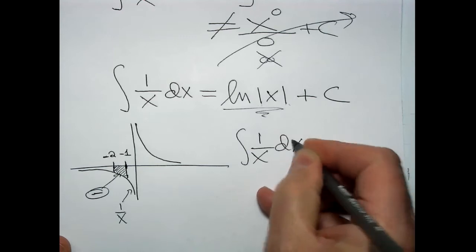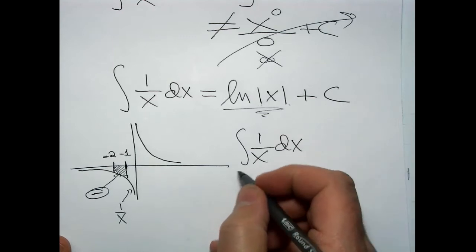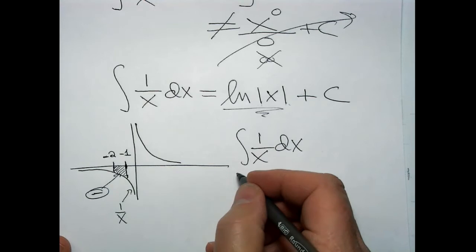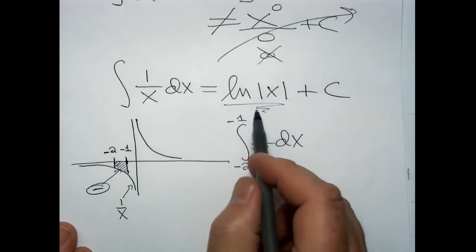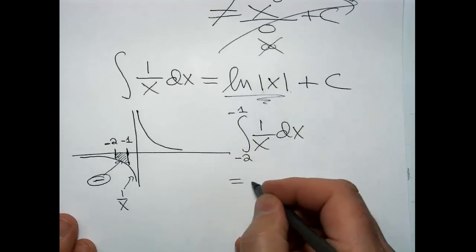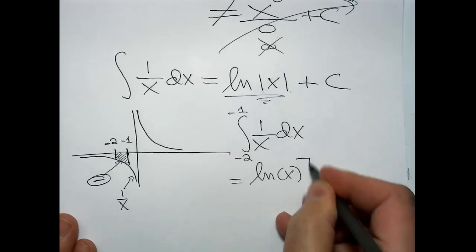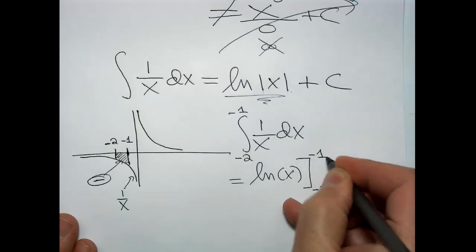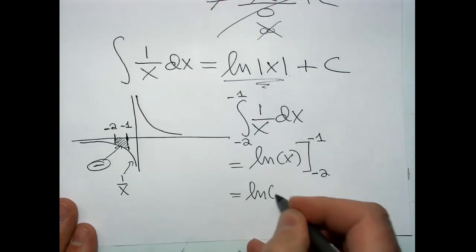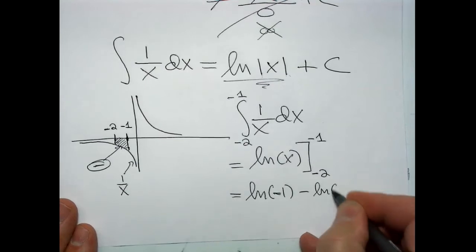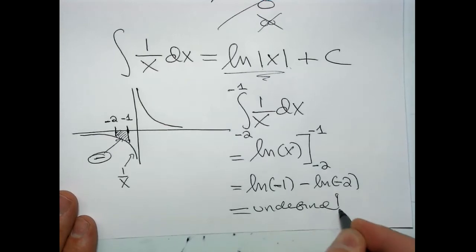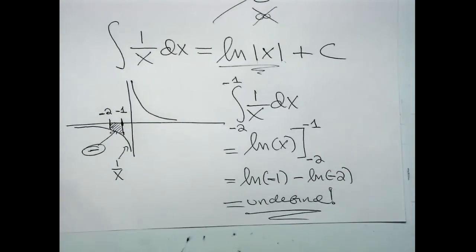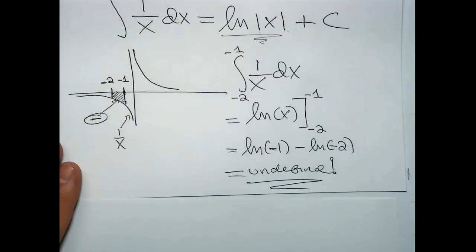Well, the integral of 1 over x is the area, and we integrate from left to right. So we're going to start at negative 2 and stop at negative 1. And if there was no such protection, you would get this: the natural log of x from negative 2 to negative 1. The natural log of negative 1 minus the natural log of negative 2. And that doesn't work. So it can't just be plain natural log, because the area computation is coming out undefined.